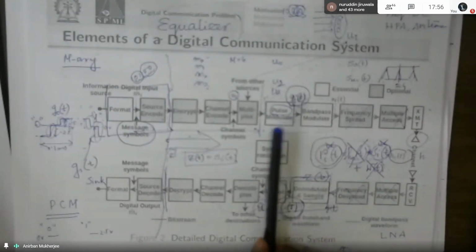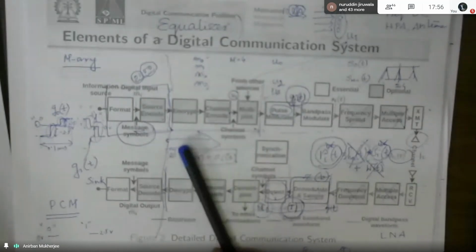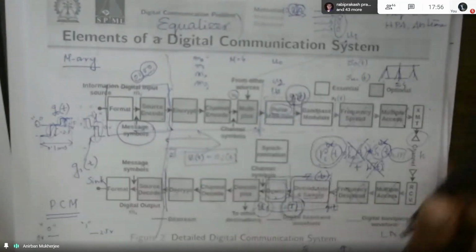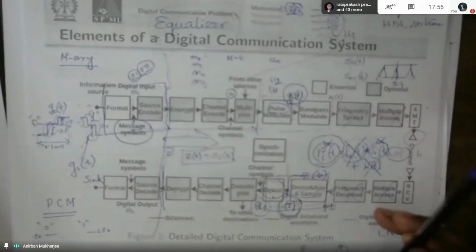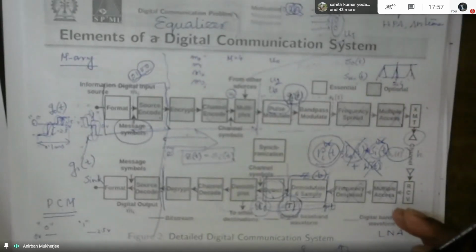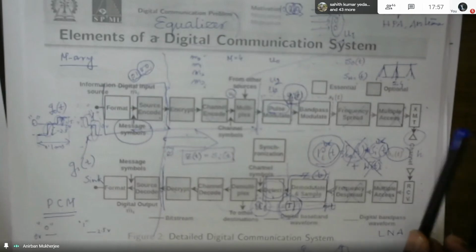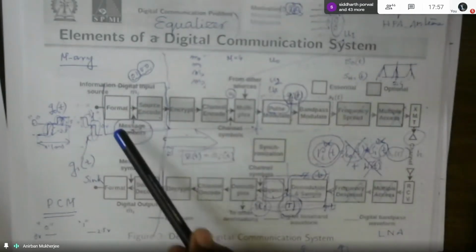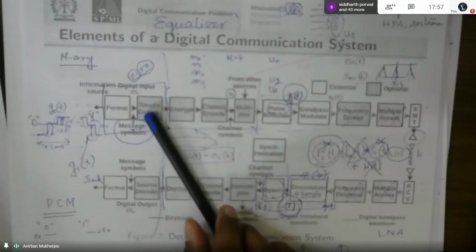Okay. So that's it. For the time being, multiple access we will discuss later. Multiple access is a bit higher layer task, and at this point we don't need those things. So maybe from the next class we will discuss each block in detail. Okay.